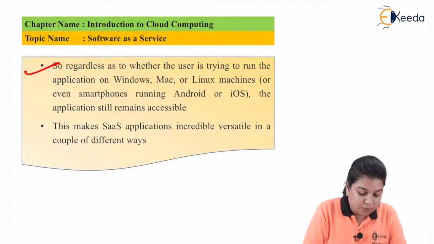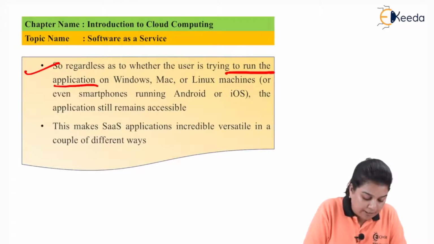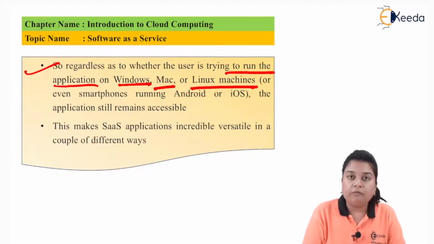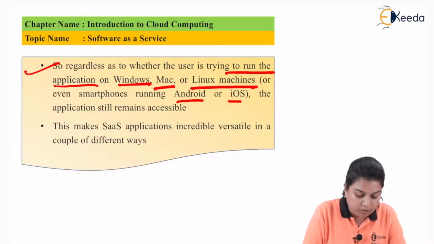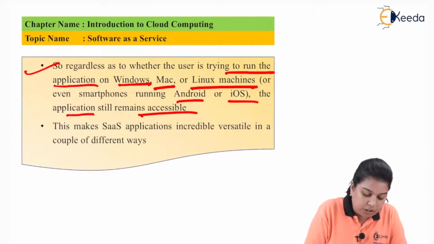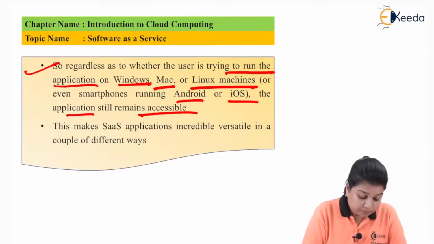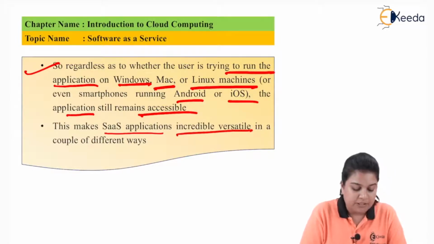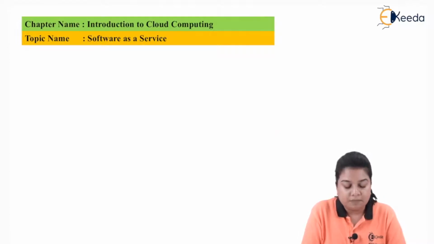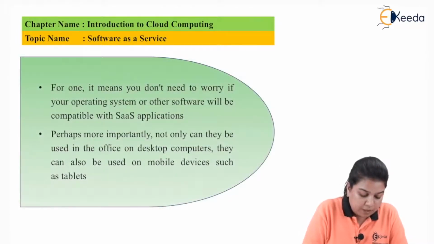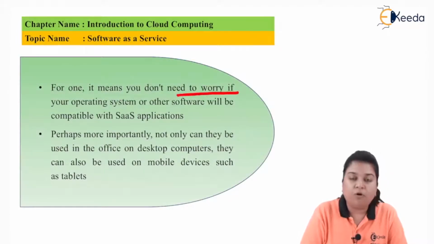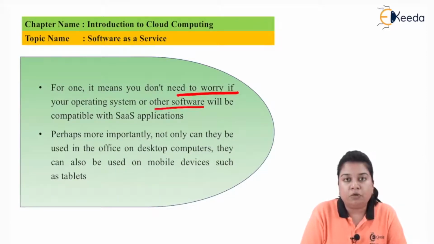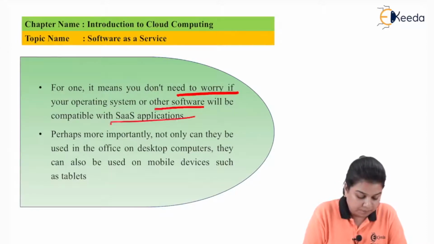So, regardless of whether the user is trying to run the application on Windows, Mac OS, Linux machines, or even smartphones running Android or iOS, the application still remains accessible. This makes software as a service applications incredibly versatile in a couple of different ways. For one, it means you do not need to worry if your operating system or other software will be compatible with a software as a service application.